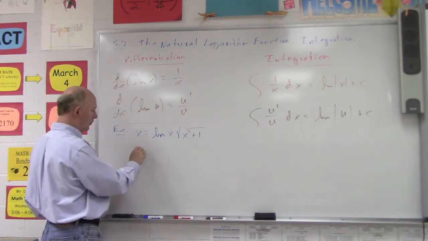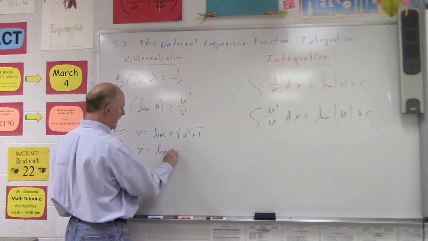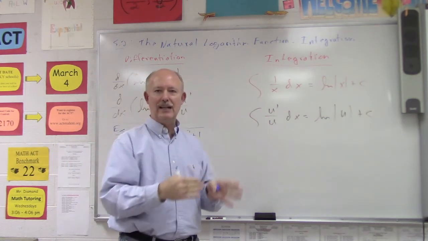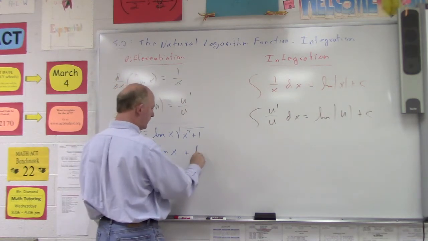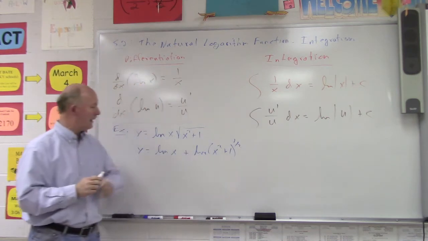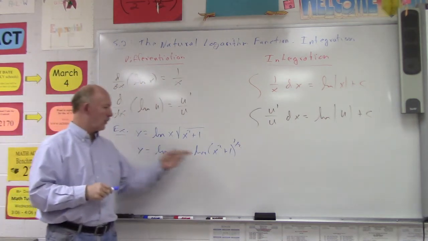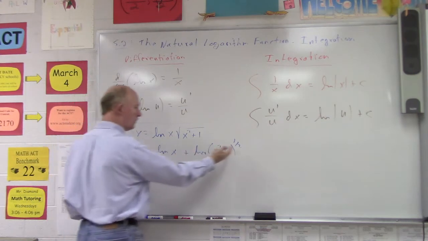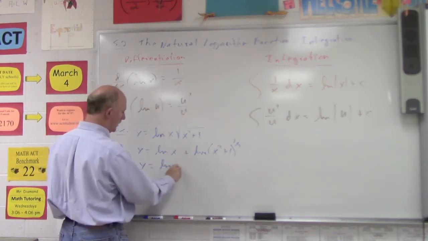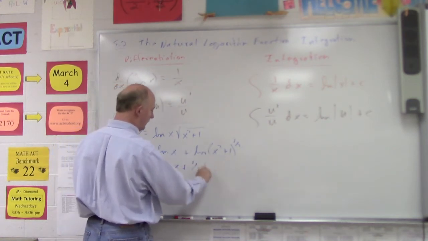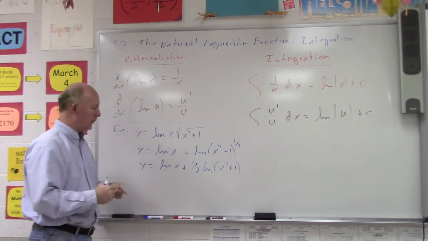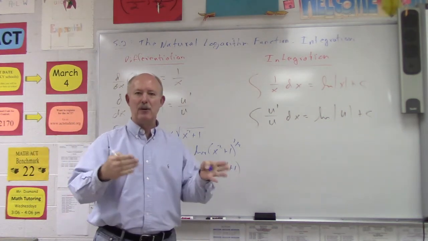As we expand this, y equals natural log x plus, since this is a multiplication and you expand a multiplication as addition, natural log of the quantity x squared plus 1 to the 1/2 power. I'll rewrite that square root with a rational exponent. Then we bring the rational exponent down front using the power rule for logarithms. So natural log x plus 1/2 natural log of x squared plus 1. Once you get your logarithm expanded, we're ready to take the derivative.